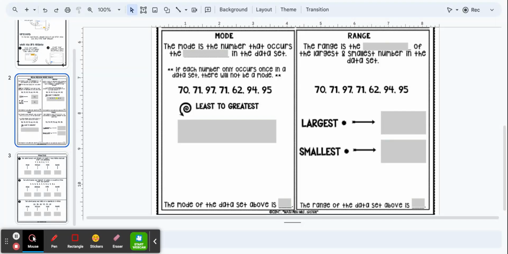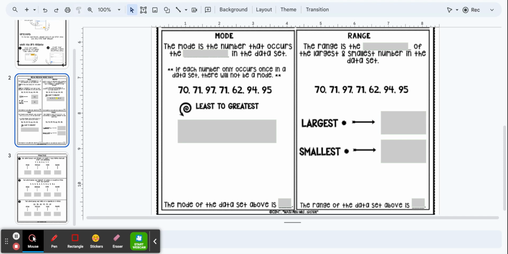Okay, so we are going to move on to the second half of our measures of central tendency lessons. Remember, measures of central tendency is just the fancy way of saying mean, median, mode, and range. Central means the center or the middle of a data set, so it's a way to find the center or the middle or a pattern in a set of numbers or a set of data. So we're going to talk about mode today.